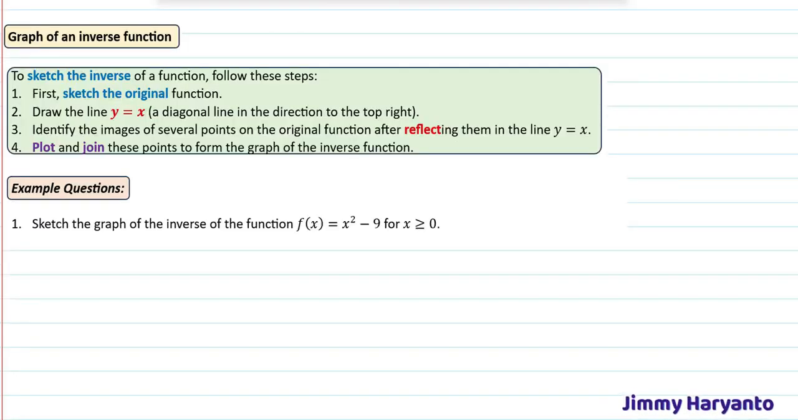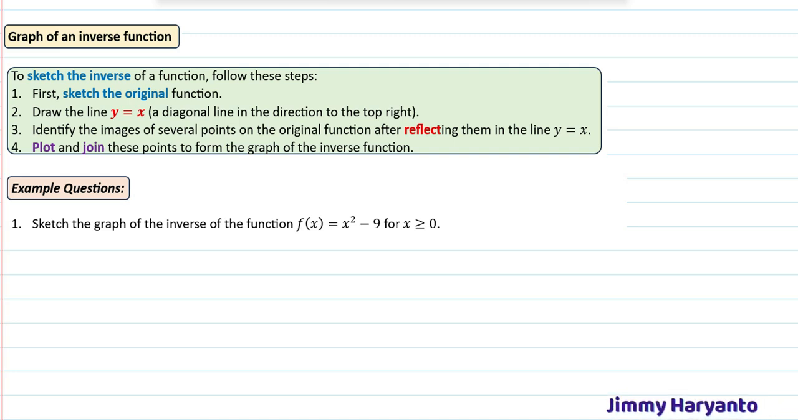Okay, last one. Let's say the question wants you to graph an inverse of a function. What do you have to do? First, you have to sketch the original one, and then you have to draw the line y equals x. You already learned this in transformation chapters before.